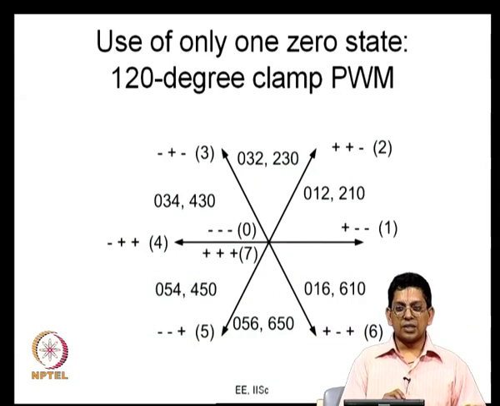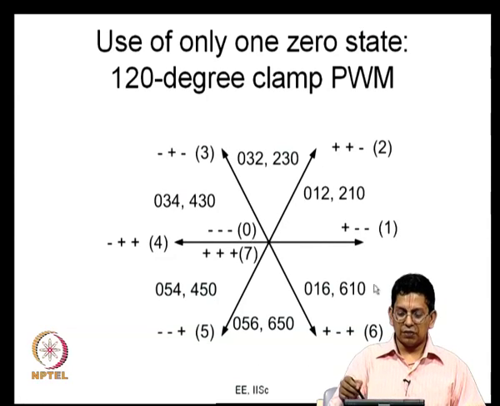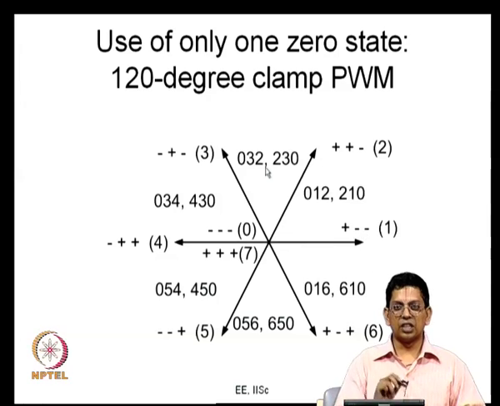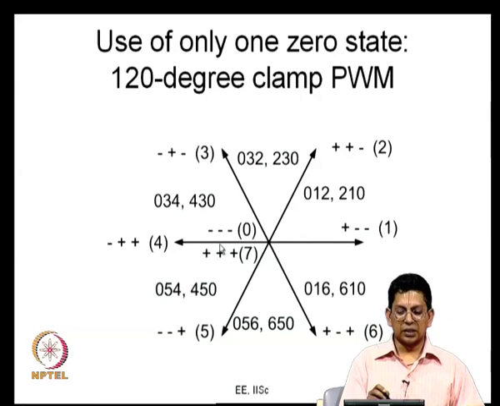Next, let us say instead of the 0 state 7, I use only 0 state 0 throughout. You see that everywhere it is 0 that is written and 7 is never written in the sequences now. In the entire sector 1, I use 0, 1, 2, 2 and 0. So, 0 meaning minus, minus, minus. I do not use the state plus, plus, plus at all.